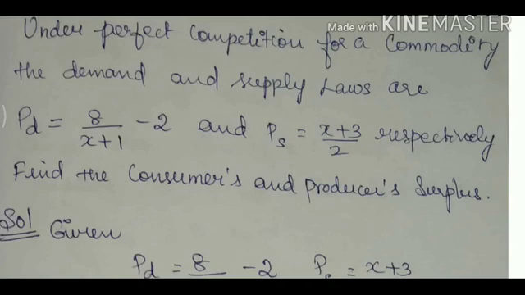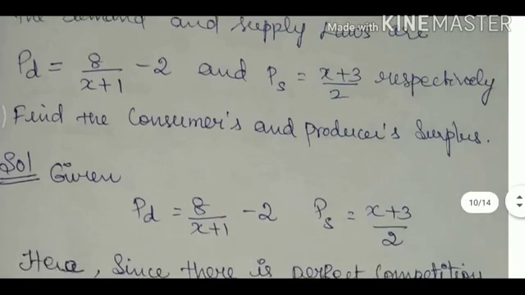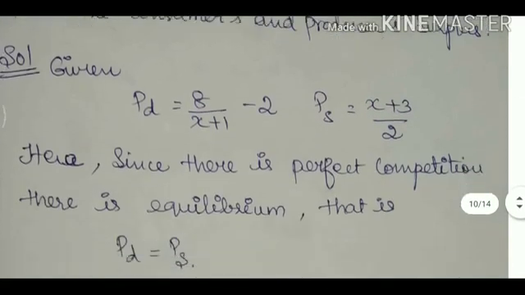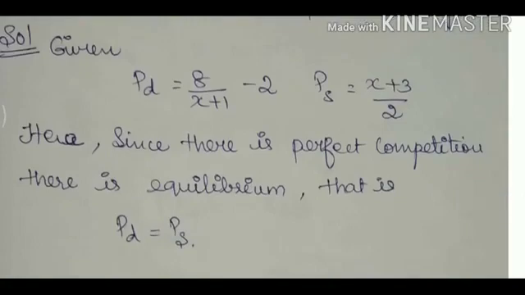Find the consumer and the producer surplus. It is given that the demand function PD equals 8 by (x plus 1) minus 2, and the supply function equals (x plus 3) by 2. Here, since there is perfect competition, there is equilibrium, that is, demand and supply are equal. Therefore, the demand function PD equals PS.